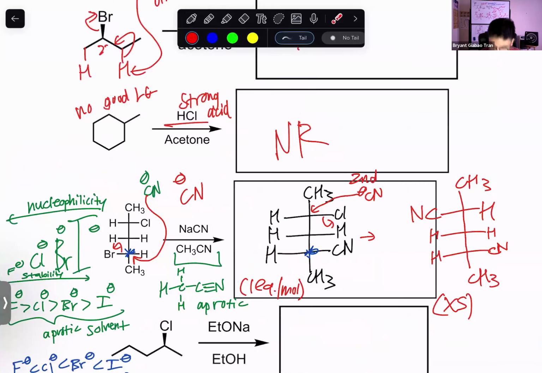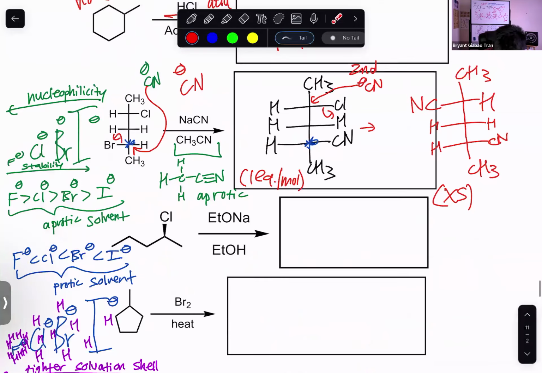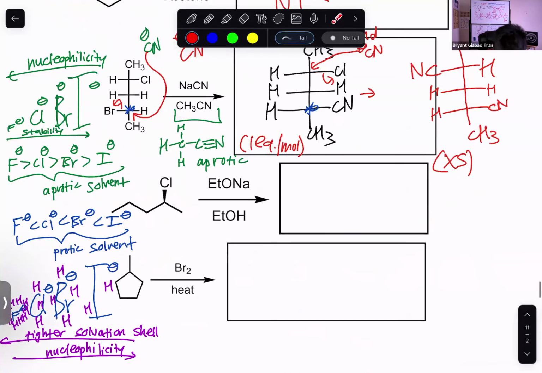Yeah, assigning stereochem and Fischer projection. Let's do that after we finish up 10 and 12. Okay.